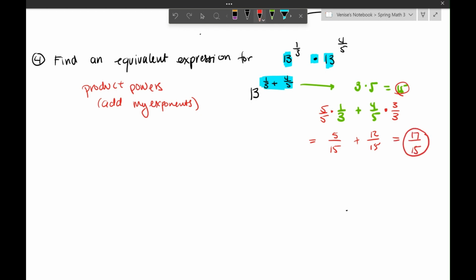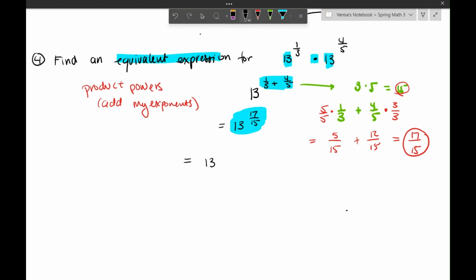So I'm going to replace this with the highlighted. So I get 13 to the 17 over 15, right? So this is an equivalent expression of that one, but we are not done. If you don't see your answer in the multiple choice, you want to keep going.